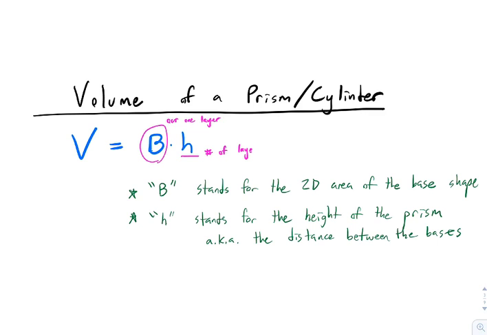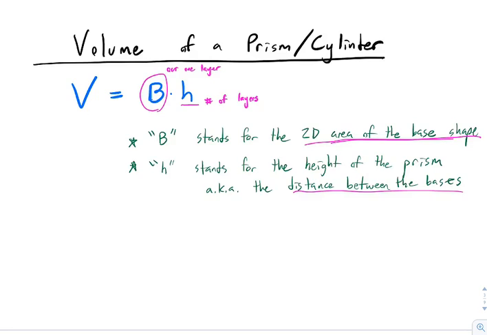So we'll say, okay, how many squares are there in our one layer on the bottom? That's the area of our base, right? The area of a two-dimensional base shape. And then the height is, well, how many layers of that do we have? Do we have 2 copies of that layer? Do we have 20 copies of that layer? So the area of that base shape times the height, or the distance between the bases.